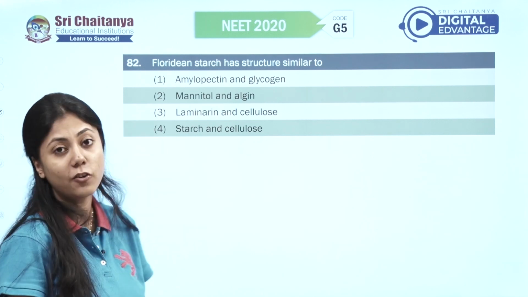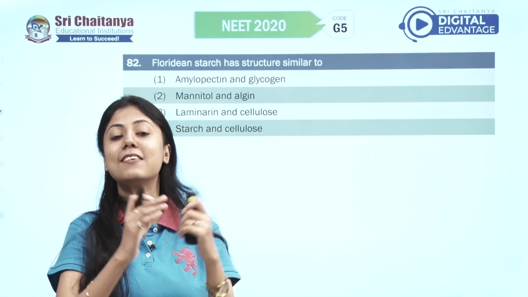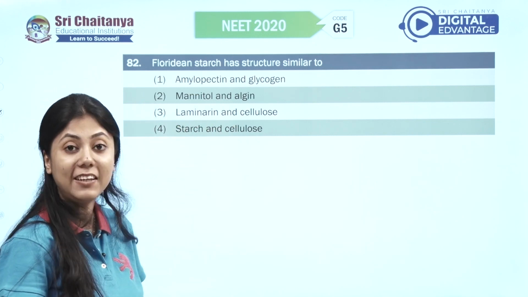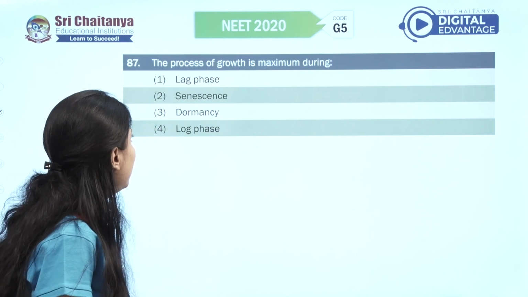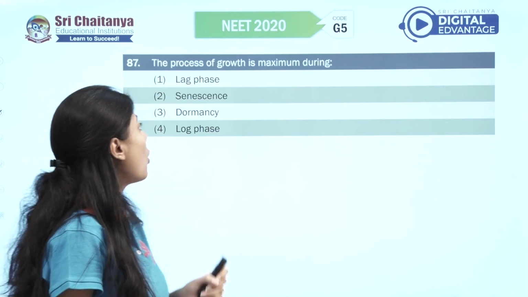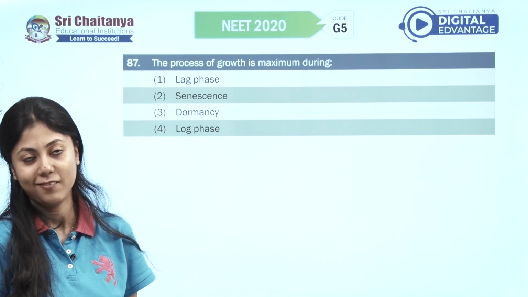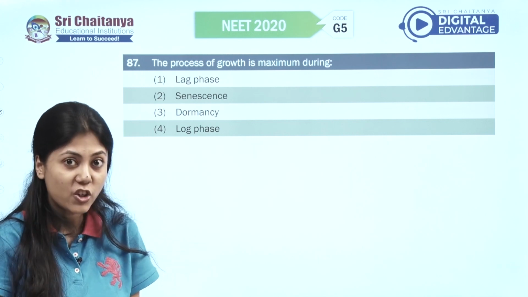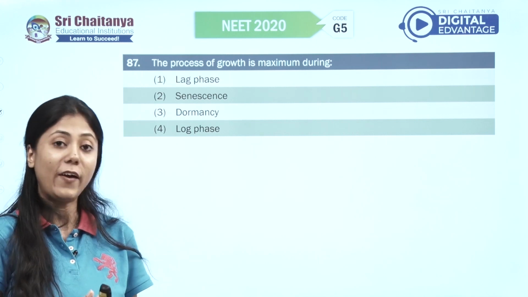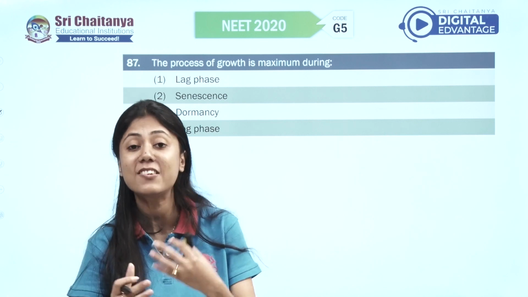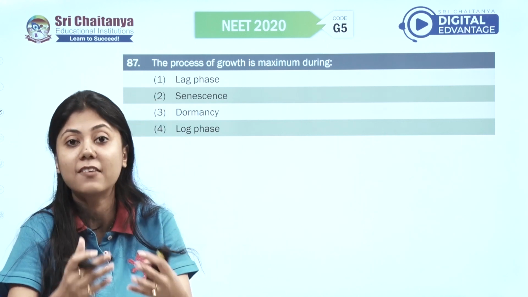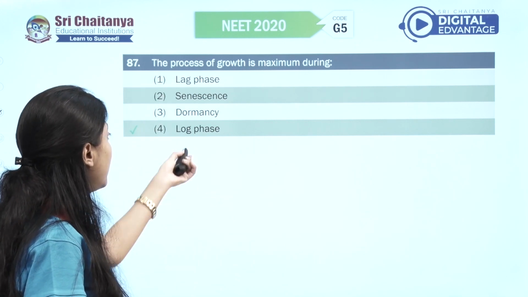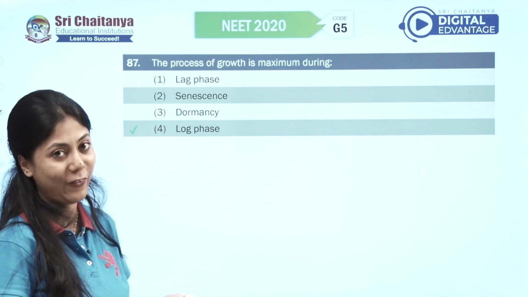Floridean starch has a structure similar to, yes, this is again a sort of easy question, amylopectin and glycogen. Moving ahead, the process of growth is maximum during. Very, very easy. We have the lag phase, the log phase, or the exponential phase and the stationary phase. So whenever we are using the term log phase, we use exponential phase, because there is maximum growth during this phase. So the correct answer is the log phase, right?